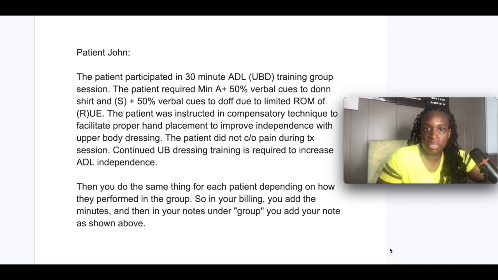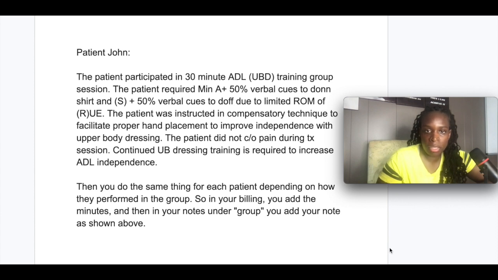Okay. The patient required minimum assistance plus 50% verbal cues to don shirt and supervision plus 50% verbal cues to doff due to limited range of motion of right upper extremity. The patient was instructed in compensatory technique to facilitate proper hand placement to improve independence with upper body dressing. The patient did not complain of pain during treatment session. Continued upper body dressing training is required to increase ADL independence.